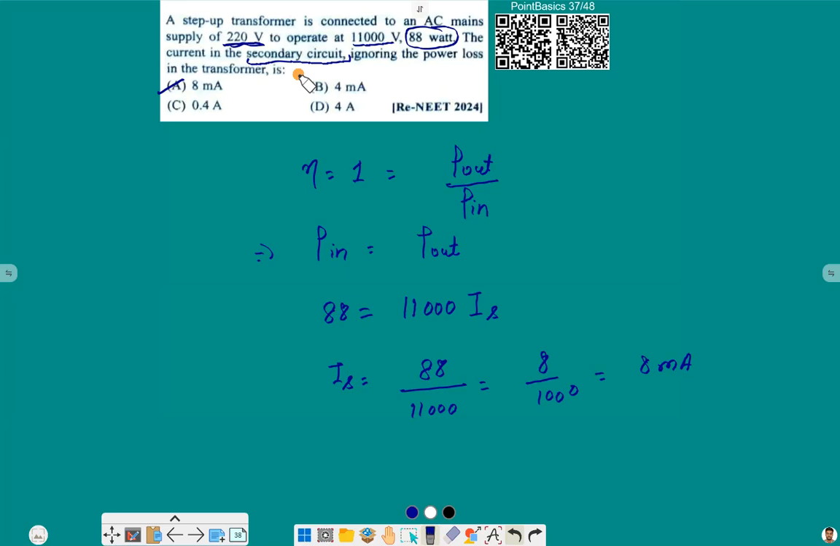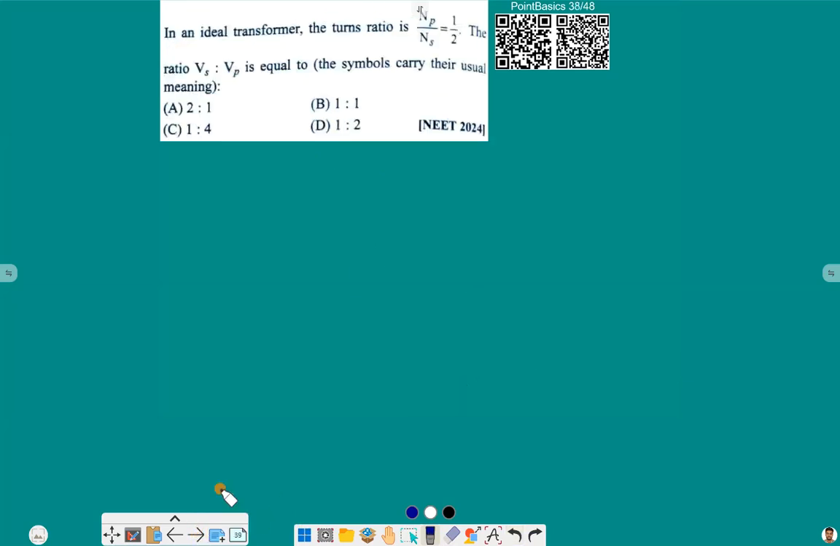Here the statement is slightly confusing. It should be written like that, AC means 220 volts, comma 88 watt. This 88 watt should be here, not beside the 11,000 volts. So moving to the next one.